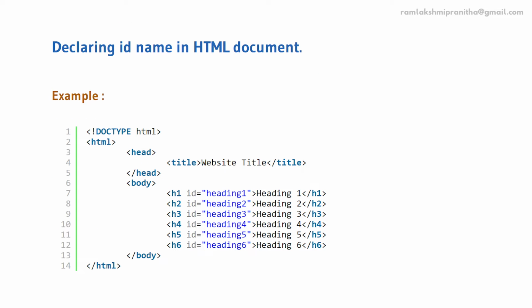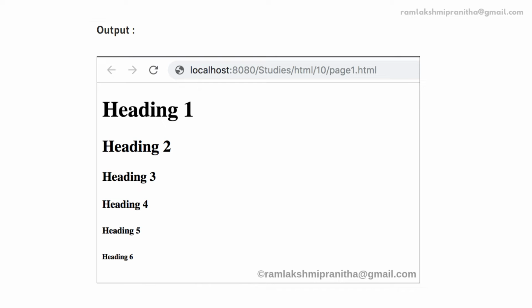Declare an id name in an HTML document. Example. In this example we have declared multiple heading tags, and inside the heading tag, the id declaration is done. The id attribute contains id names. The output of the HTML file is displayed with various heading tag content. Output.